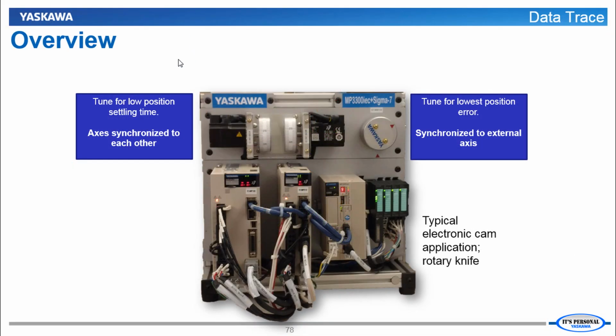And as we tune this demo, what I'd like to propose is that we tune the two motors on the left, X and Y, to optimize for lowest position settling time. At the same time, I would like these axes to be synchronized with each other, so that if given the same command, they'll do the exact same move. On the other hand, let's have the motor on the right be tuned for the lowest position error. Maybe this is a camming or gearing, a rotary knife type of application, where perhaps this axis would be ultimately synchronized to an external axis that it must match exactly.